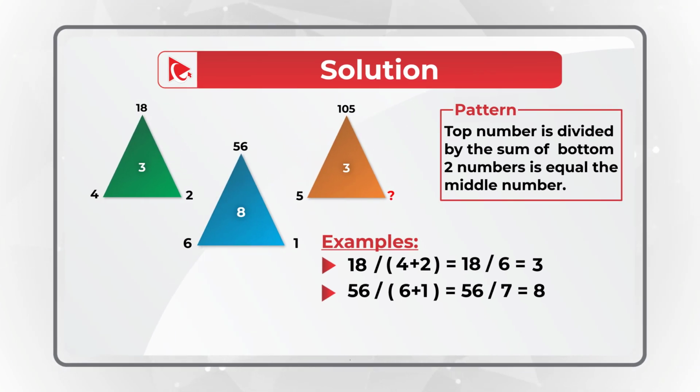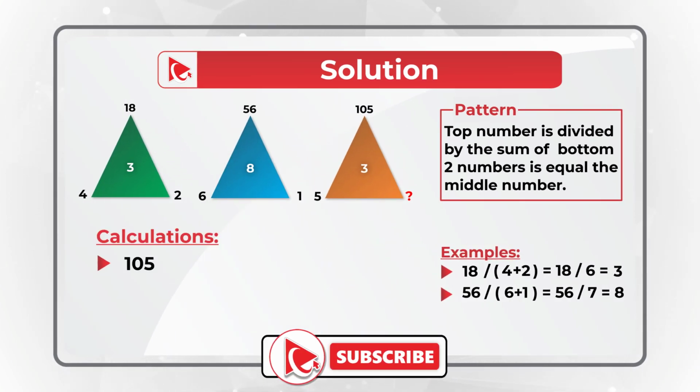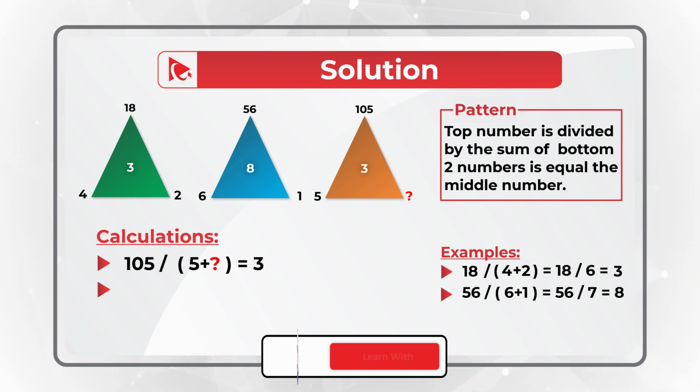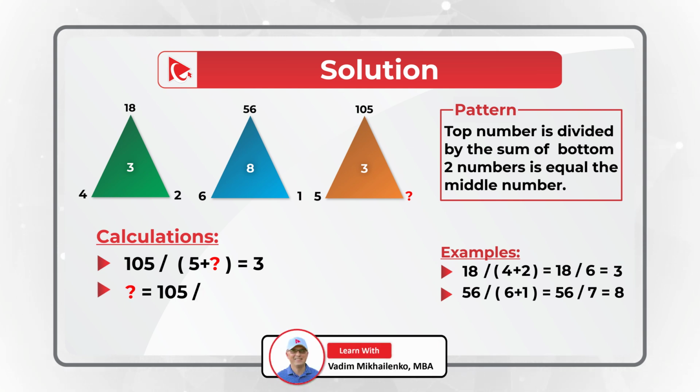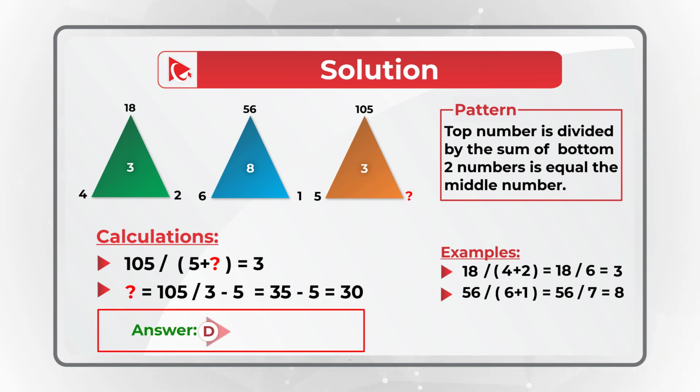So to calculate the missing number, we need to build an equation. 105 divided by 5 plus missing number equals 3. To calculate missing number, we need to divide 105 by 3 and subtract 5. 35 minus 5 equals 30. So the answer is choice D, 30.